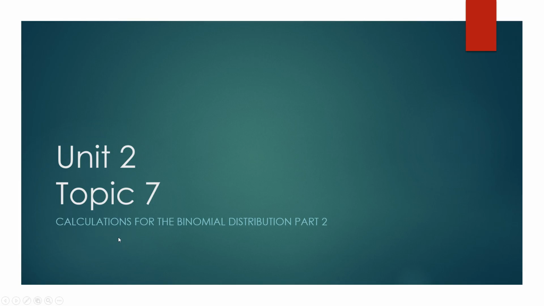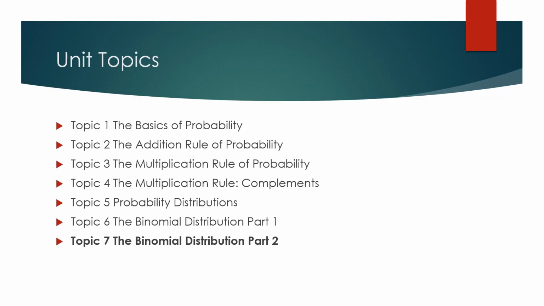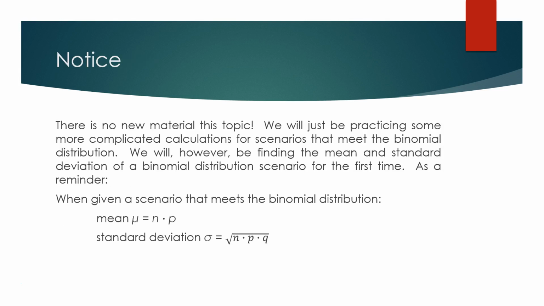This is Unit 2, Topic 7, Calculations for the Binomial Distribution. In this topic, we are not going to discuss any new material regarding the binomial distribution. We are only going to be practicing some more complex versions of the calculations that we began in Topic 6. And then the only thing that we are going to do that's new, although it's not new material, is finding the mean and standard deviation for a binomial distribution scenario.